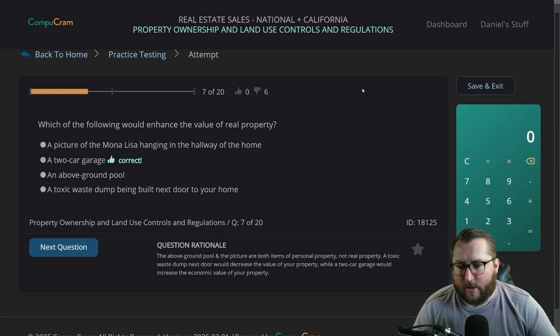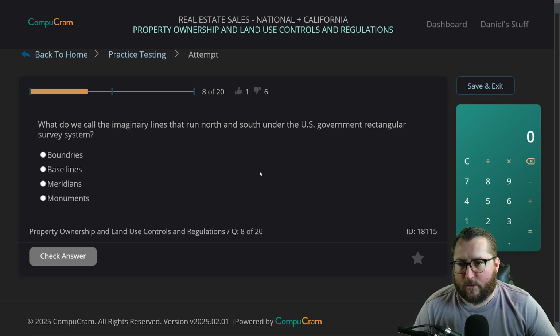Question rationale. The above-ground pool and the picture are both items of personal property, not real property. A toxic waste dump next door would decrease the value of your property, while a 2-car garage would increase the economic value of your property. Hey, let's go. Question 8.